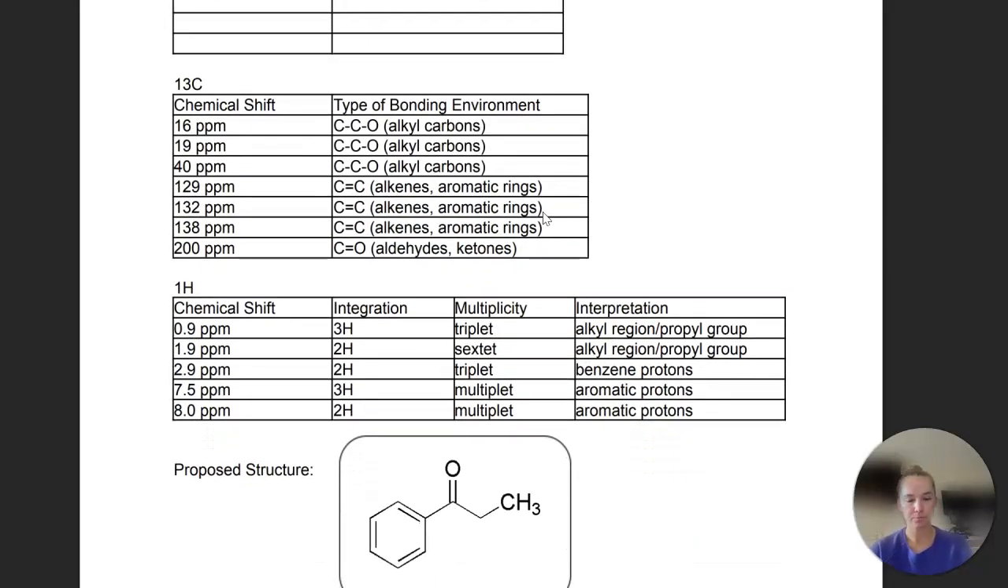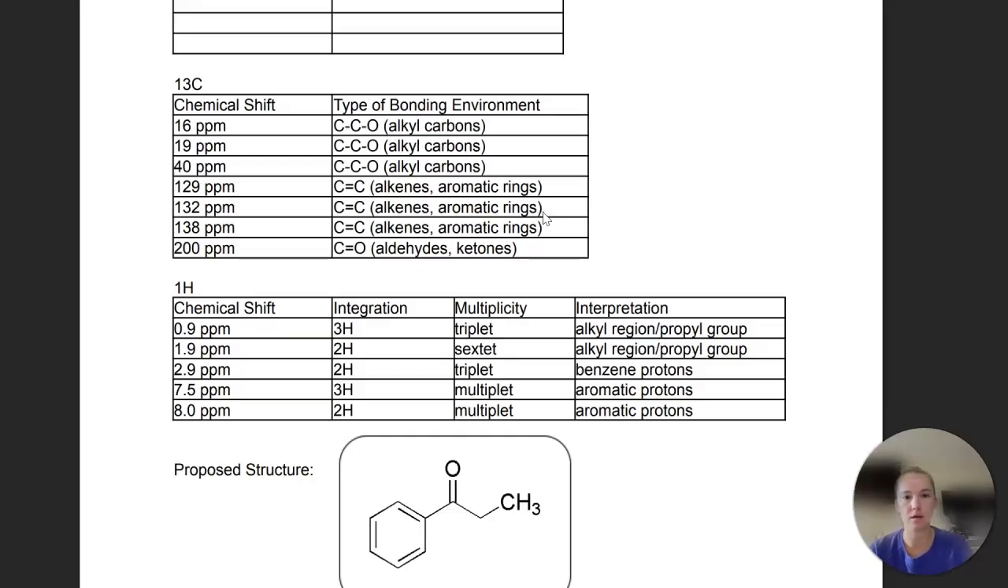For the second table, we can see 7 unique carbon environments. First, 0 to 50 ppm would be the 16, 19, and 40, corresponding to a single bond between 2 carbons and an oxygen. Then between 50 to 150, we see 129, 132, and 138, corresponding to double bonds between carbons, likely pointing to alkenes or aromatic rings. And then at 200 ppm, we see a double bond between a carbon and an oxygen, likely pointing to an aldehyde or a ketone.